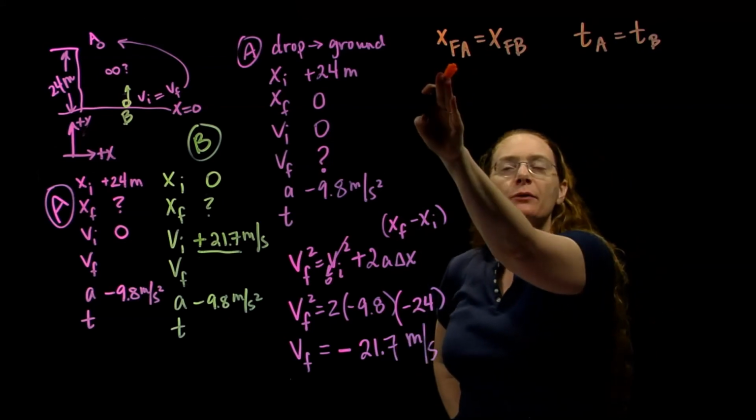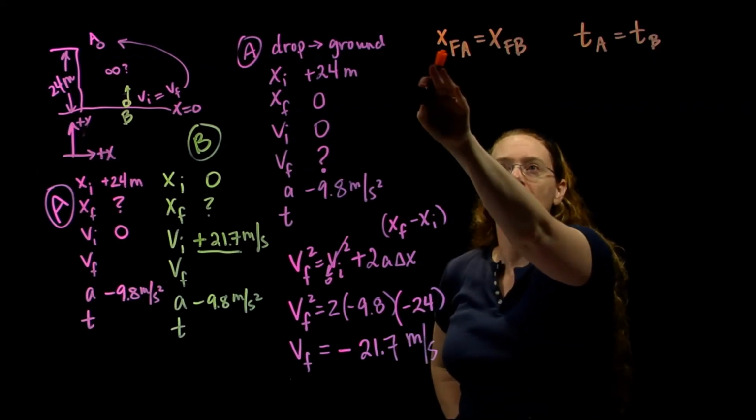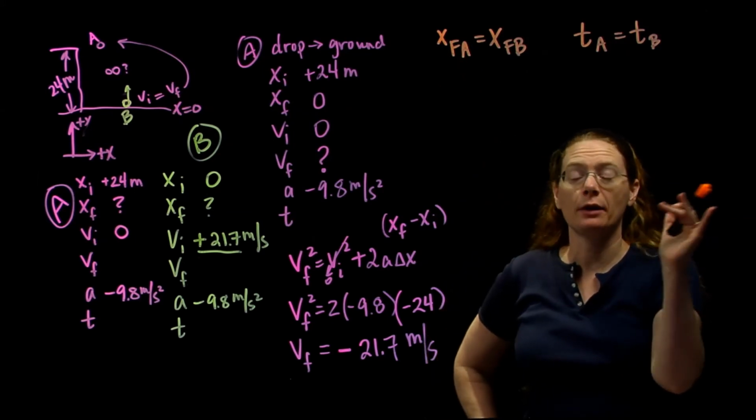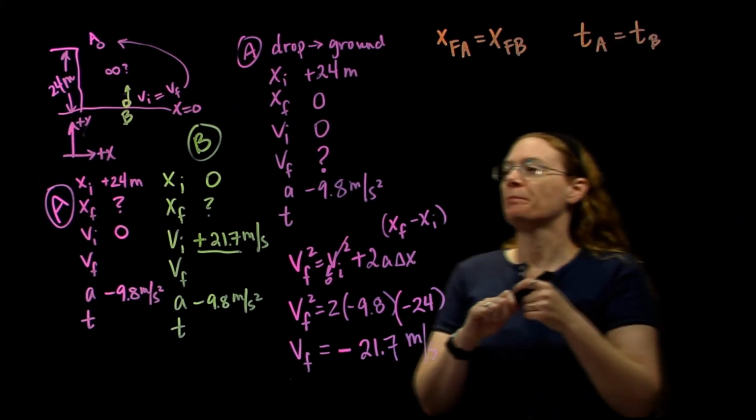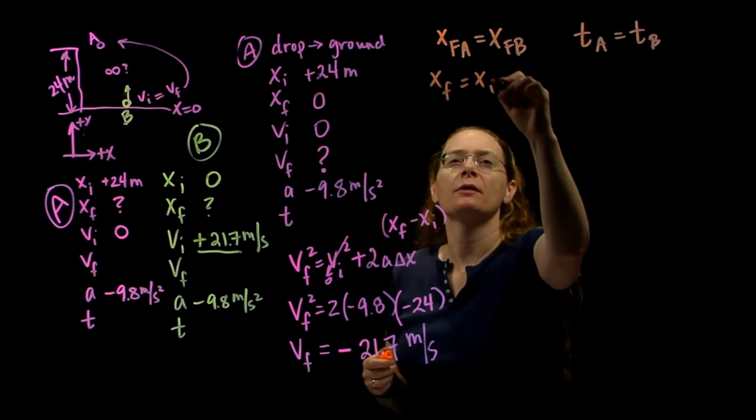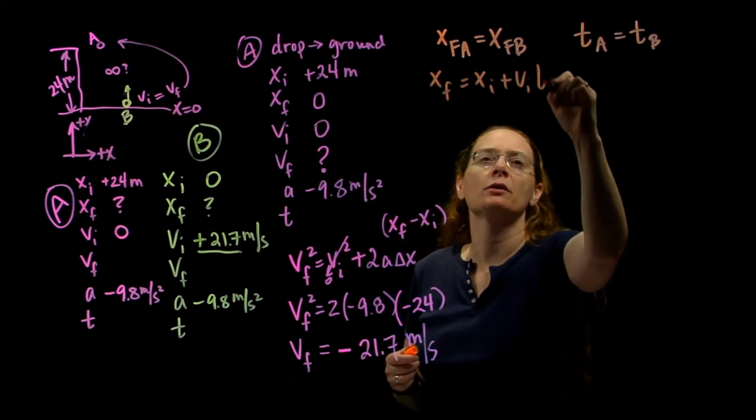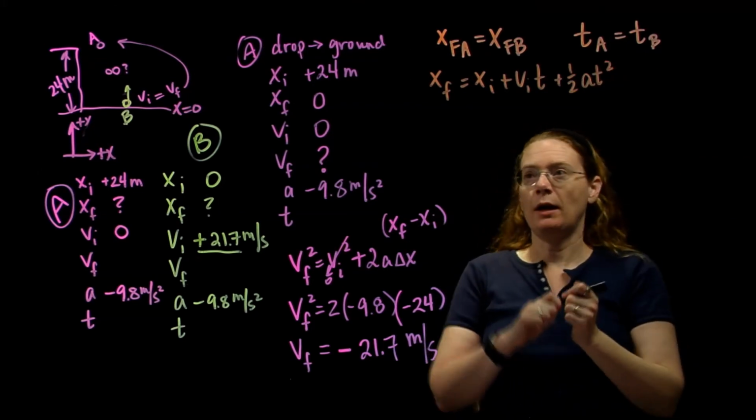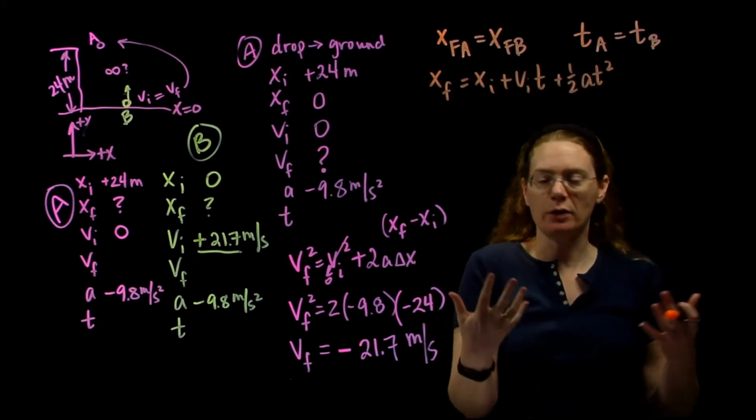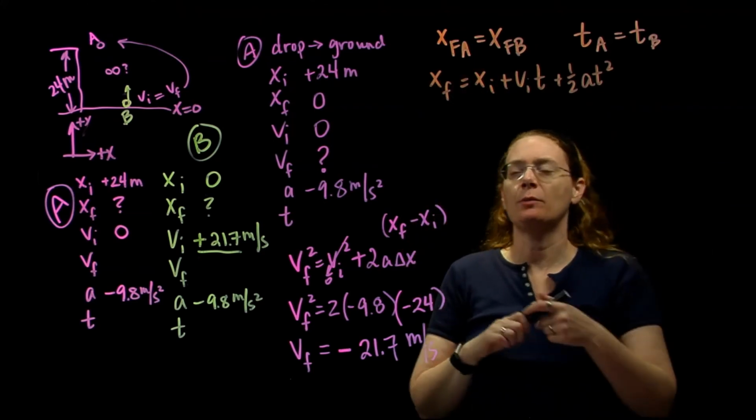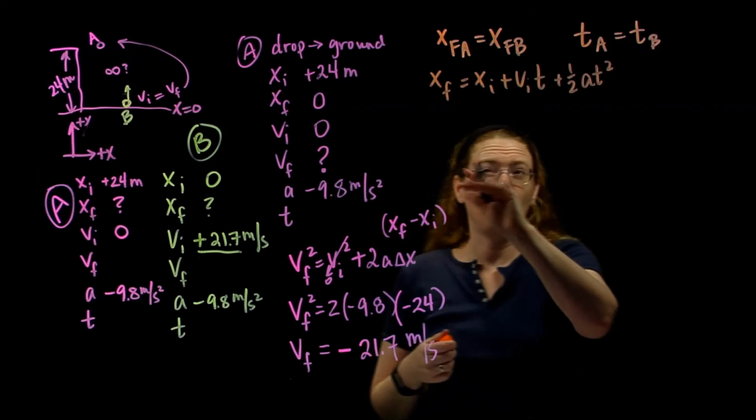So if the times are the same and the final positions are the same, what can we do with that? Well, let's figure out an equation for X final of stone A. Let's figure out an equation for X final B. Set them equal to each other. I'm going to use the big one for both of these, because X final equals X initial plus V initial T plus 1/2 A T squared. So I can use this for A, and I have an equation for X final of A. I can use it for B. I have an equation for X final B. So this is going to be a big equation.